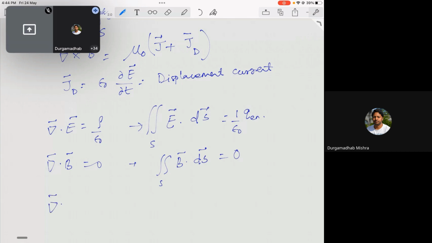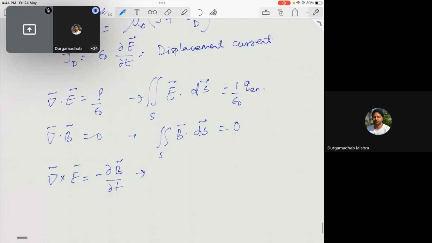Now, if I write curl of E equal to minus del B by del t, in these two cases, you use the divergence theorem to get this, and in the curl case, you use the Stokes theorem, with which you basically get a line integral over a contour or over a path. So the integral of E dot dl will be equal to minus d by dt of the integral of B dot dS.